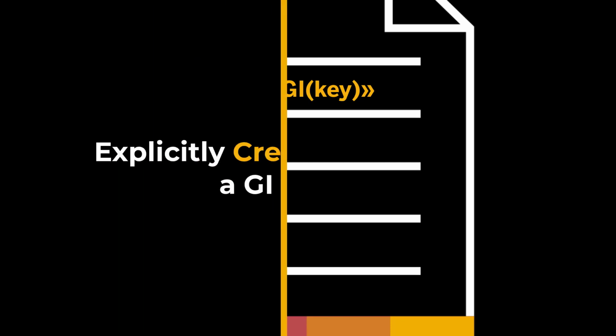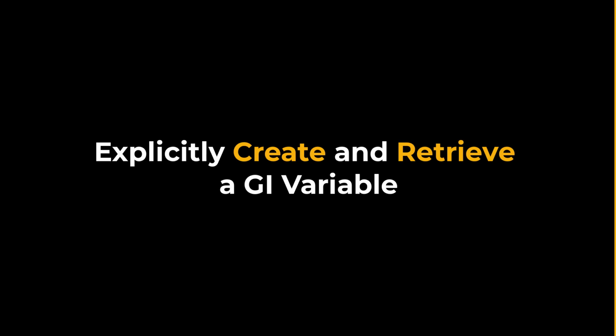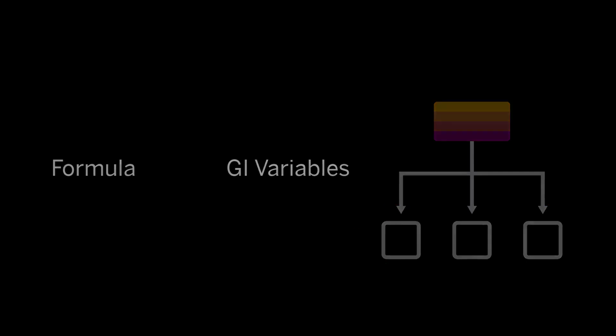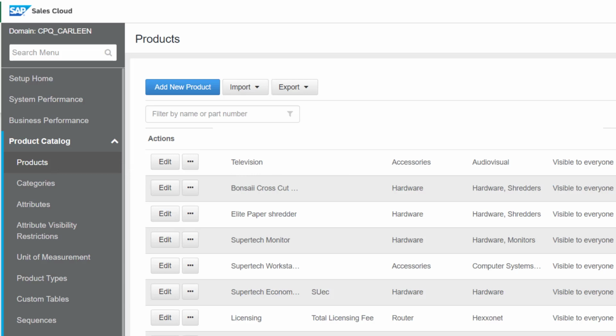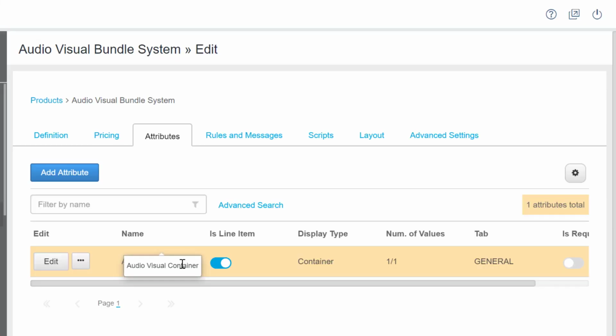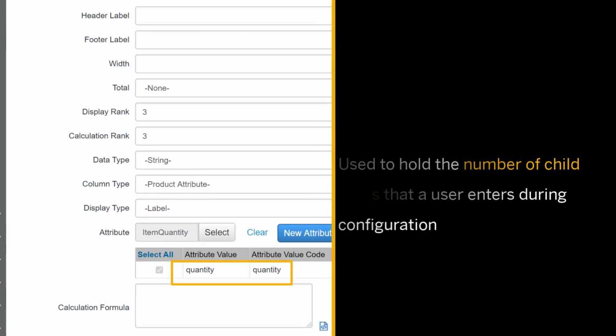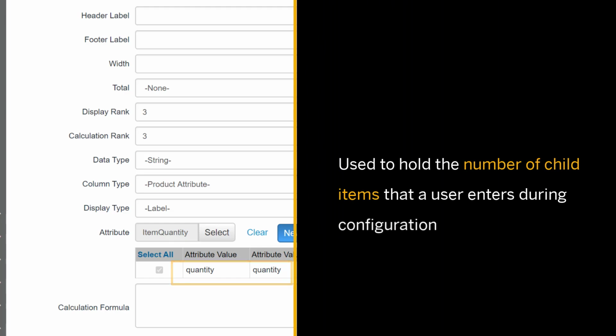Now I'll discuss how to explicitly create and retrieve a GI variable. I'll add a formula using GI variables that will sum up the total number of child products in a product and display the number in a quote. Let's get started. I've created a product, audio-visual bundle system, that contains an attribute container as one of its attributes. The audio-visual container, in turn, contains a hidden column, quantity, which is used to hold the number of child items that a user enters during configuration.